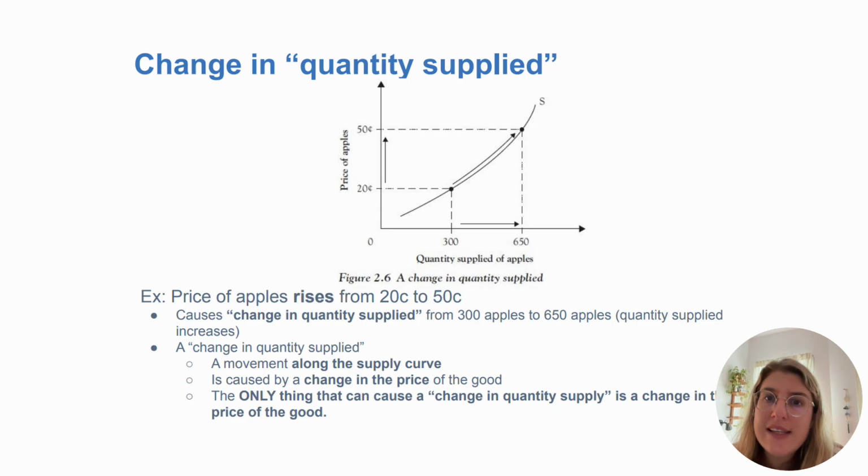And the key takeaway is that the only thing that causes a change in quantity supplied is a change in the price of the good itself. If something else changes, like technology, input costs, weather conditions, anything like that, that's not a movement along the curve. That would be a shift in the entire supply curve, which we'll see a little later. But a change in price for the good results in a movement along the supply curve.